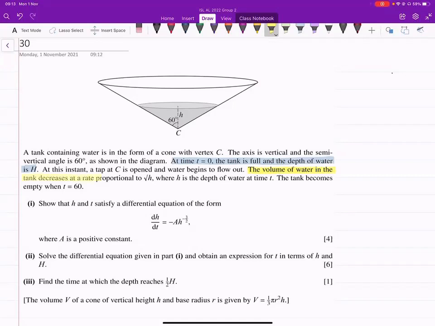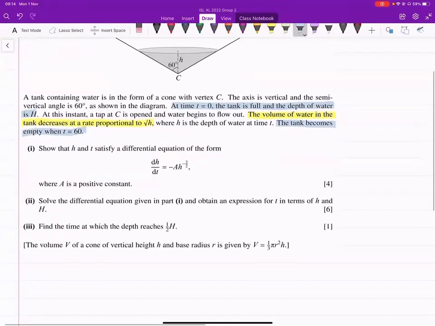Volume of water decreases at a rate proportional to square root of h, where h is the depth of the water at time t. The tank becomes empty. So that's another point that you're given now. The height is 0 when time is 60. That's another point that you've got. First of all, it says show that h and t satisfy a differential equation of this form.